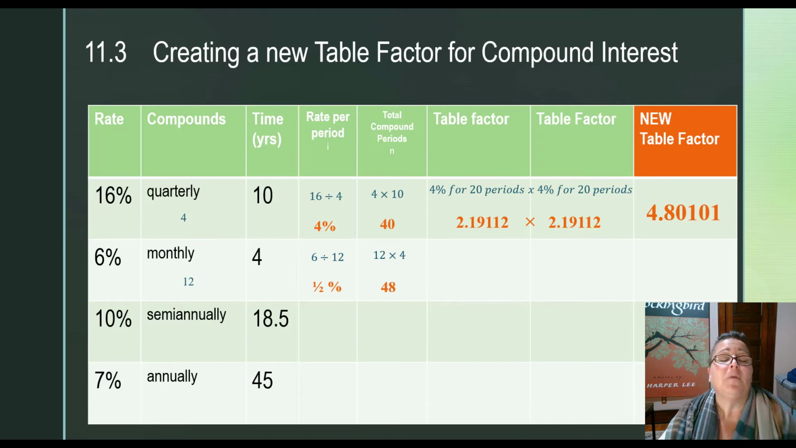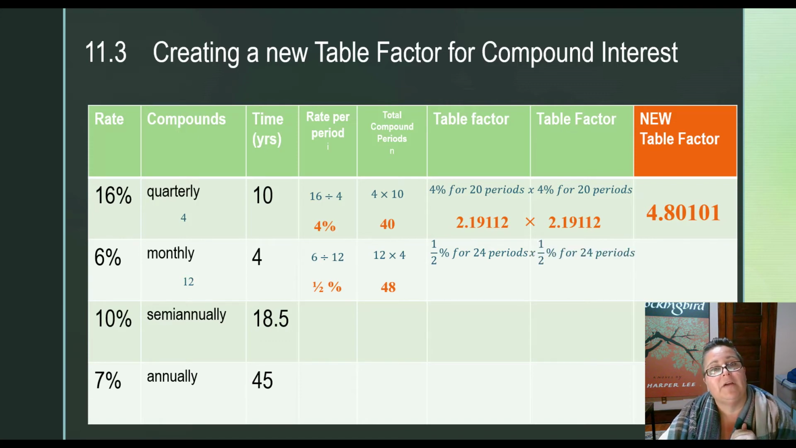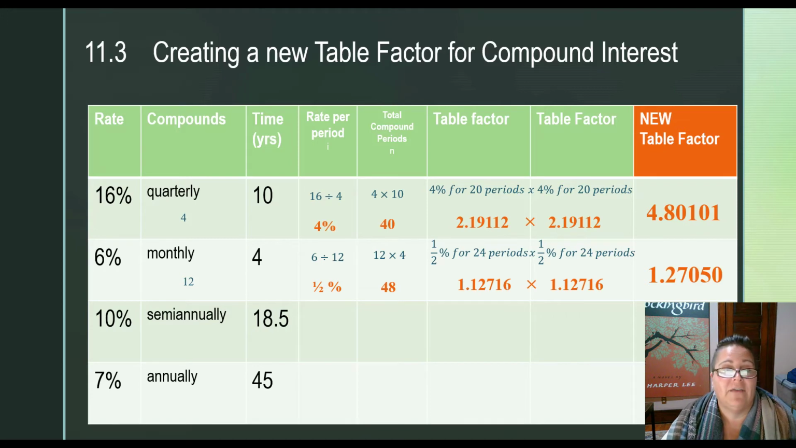It's an even number, so we're going to go ahead and split that in half and look up 0.5% for 24 periods, not once but twice. And when we look at our table, we see that's 1.12716 multiplied by 1.12716, giving us 1.27050 as our new table factor.